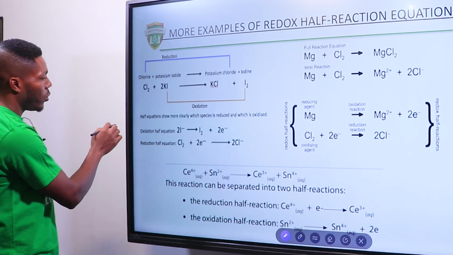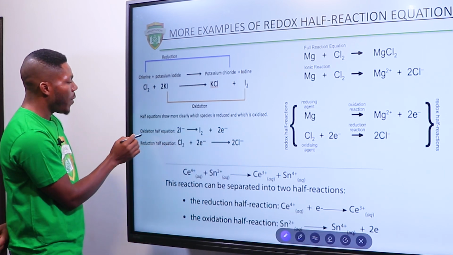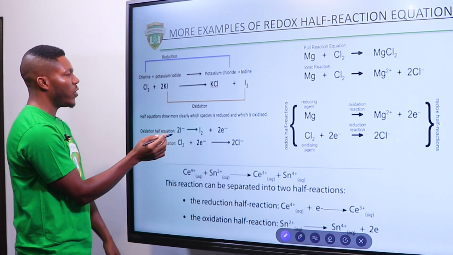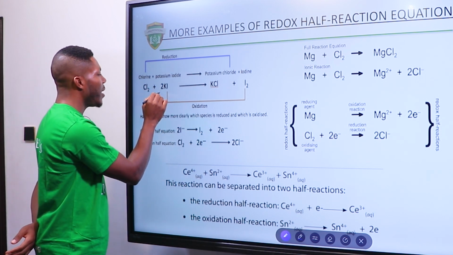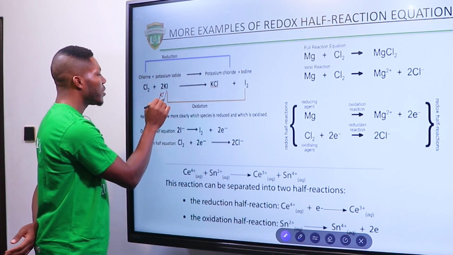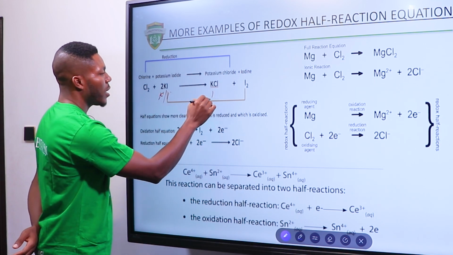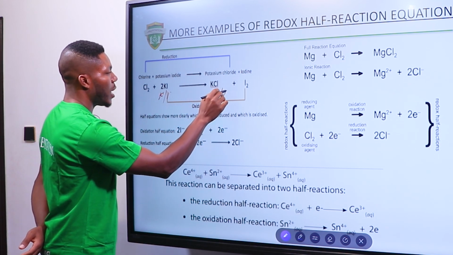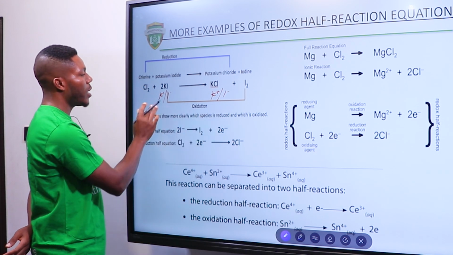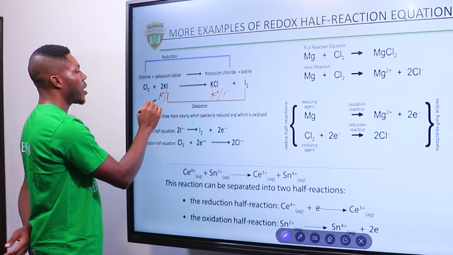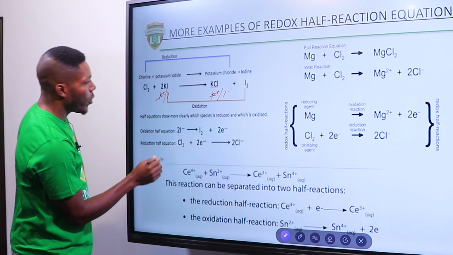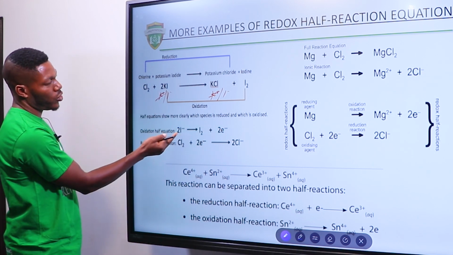All right, so at this point, the oxidation half equation is from where? Now, this place is like saying K plus slash I minus. Then K plus slash what? I minus. So what is common here? K and K is common. So K will go with K. That's why we have I minus.